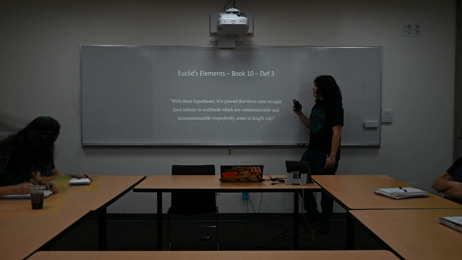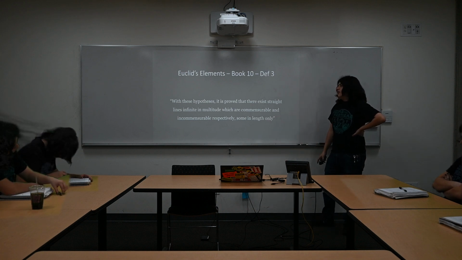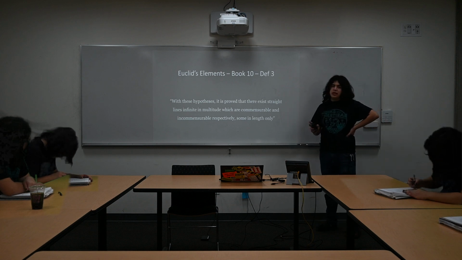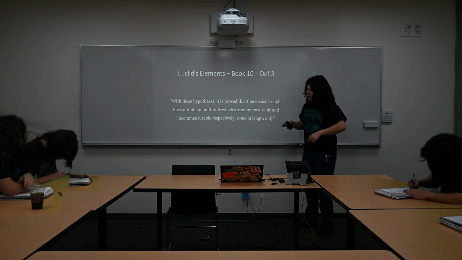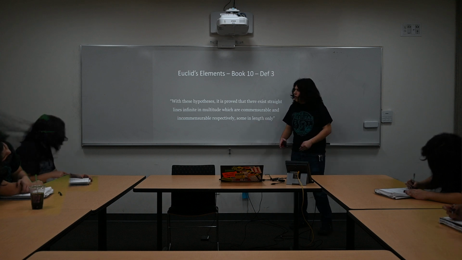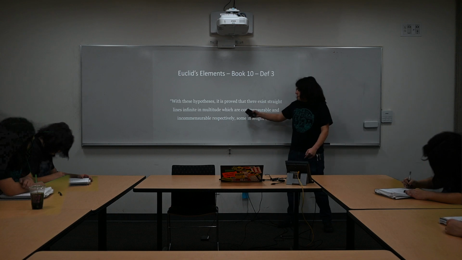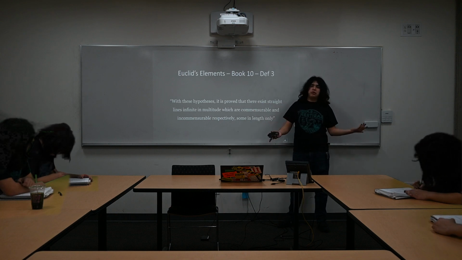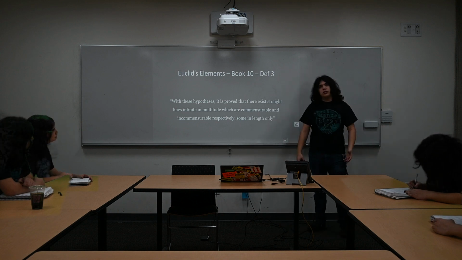It states, with these hypotheses, it is proved that there exist straight lines, infinite in multitude, which are commensurable and incommensurable, respectively, some in length only. This means that some lengths have a commensurable distance, that is, some measurable distance, while others are incommensurable, meaning they stretch on to infinity. So this line, for instance, it wouldn't go on forever, which means that my basic understanding of how lines work was true.